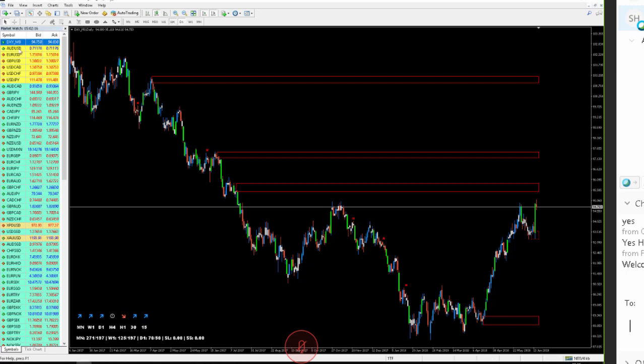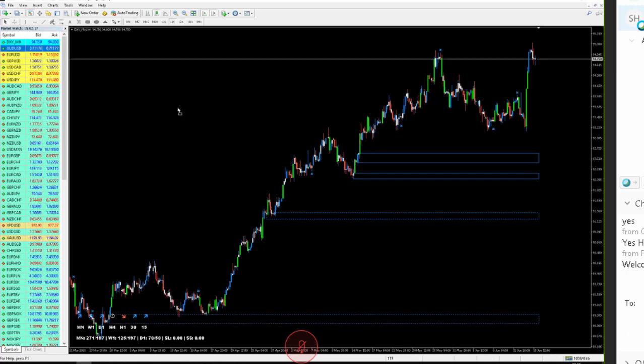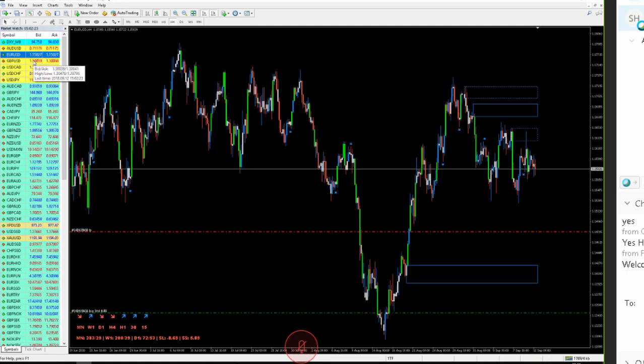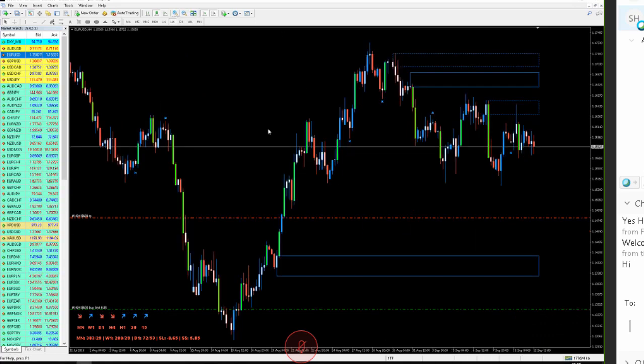Okay, let's have a look at this. This is the euro US dollar. So supply and demand is ultimately about finding imbalances in liquidity, bearish and bullish liquidity. And this is the way I think you can trade and do quite well.